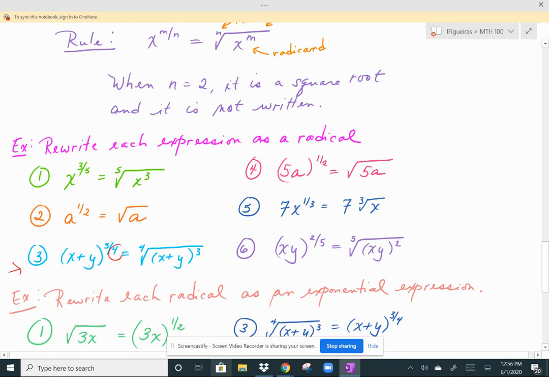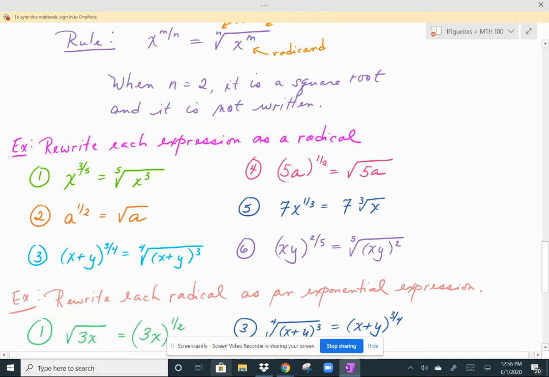The denominator is the root of the radical. So that becomes the fourth root of x plus y to the third power. Okay, you need the parentheses for x plus y because the whole thing is raised to that exponent. Same thing here. This is similar. I have 5a to the 1/2. That means both the 5 and the a go inside of the radical. We don't write the 2 in the corner of the radical because it is a square root and it's implied.